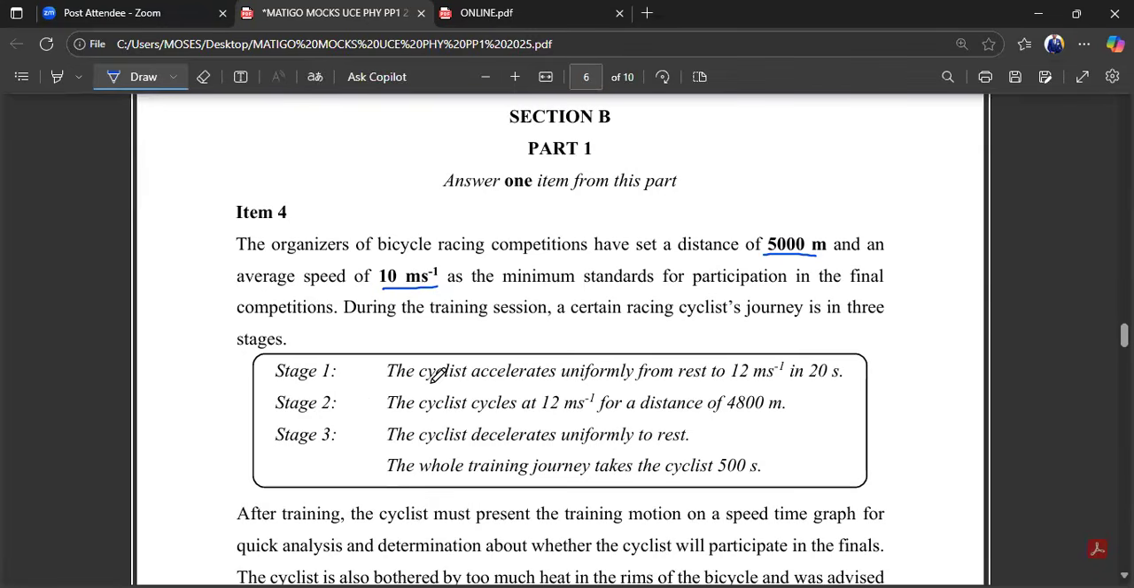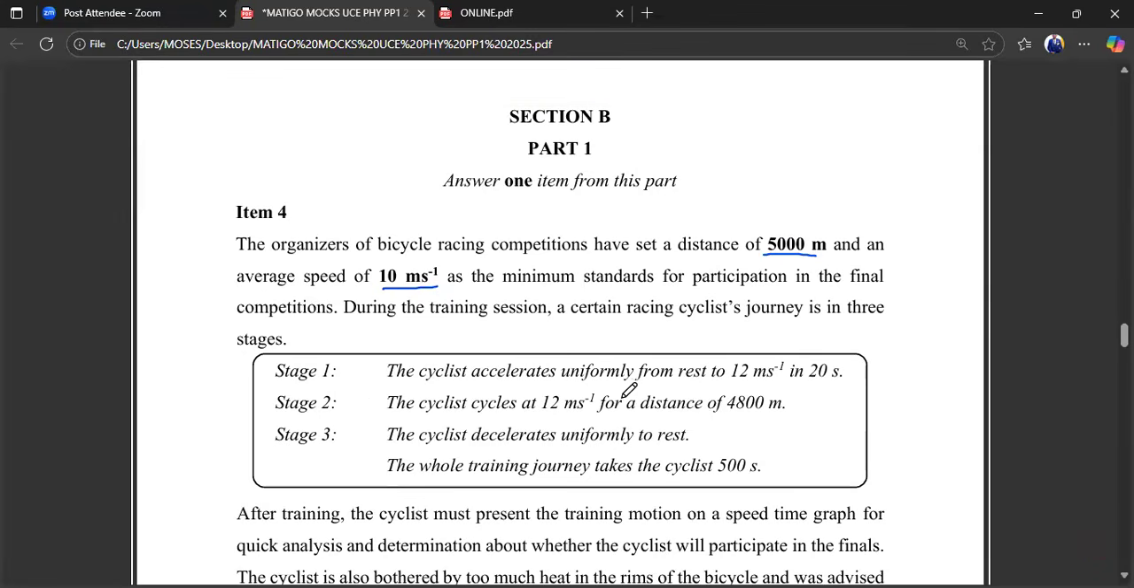The first stage is saying the cyclist accelerates uniformly from rest to 12 meters per second in 20 seconds. Then the second stage, the cyclist cycles at 12 meters per second for a distance of 4,800 meters. That's the distance covered.